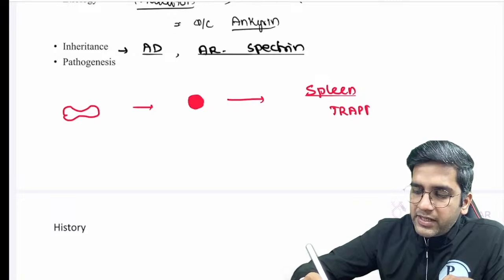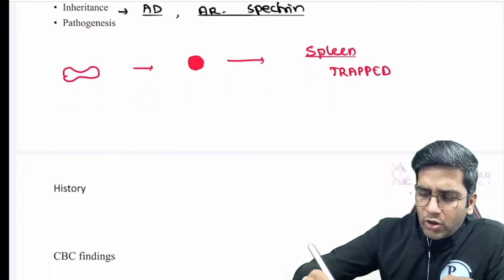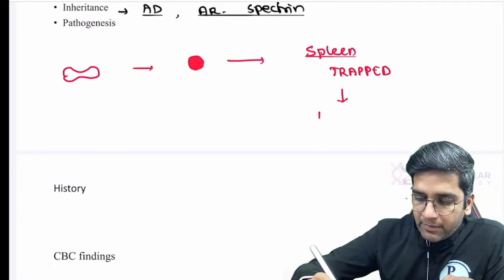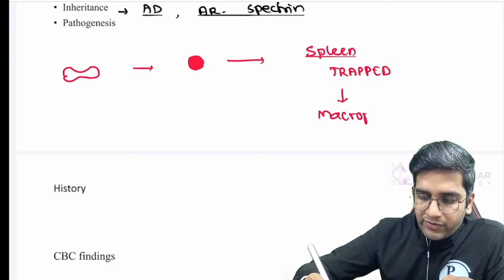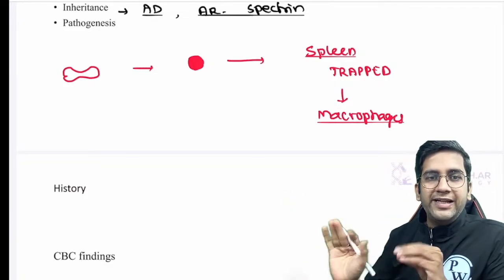They'll be trapped in the spleen, and who will eat them in the spleen? Obviously, it will be engulfed by the splenic macrophages. Write the splenic macrophages, or if you want to add littoral cells, be my guest, whatever you want. It will be eaten by macrophages.